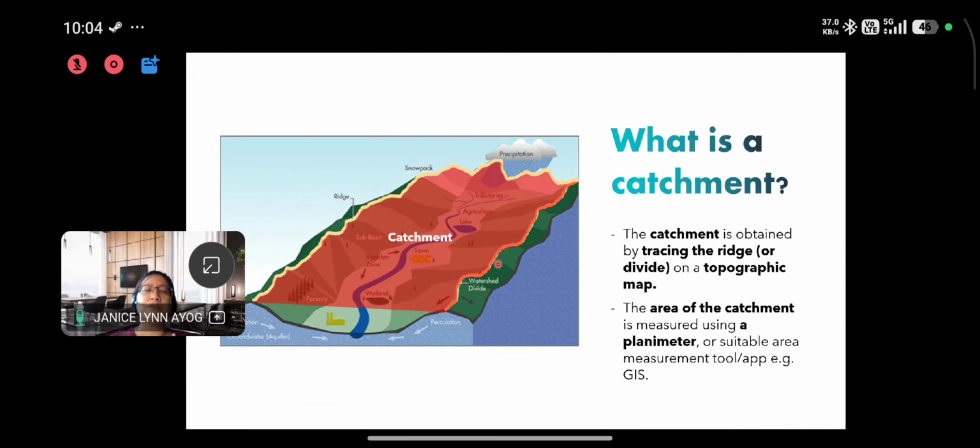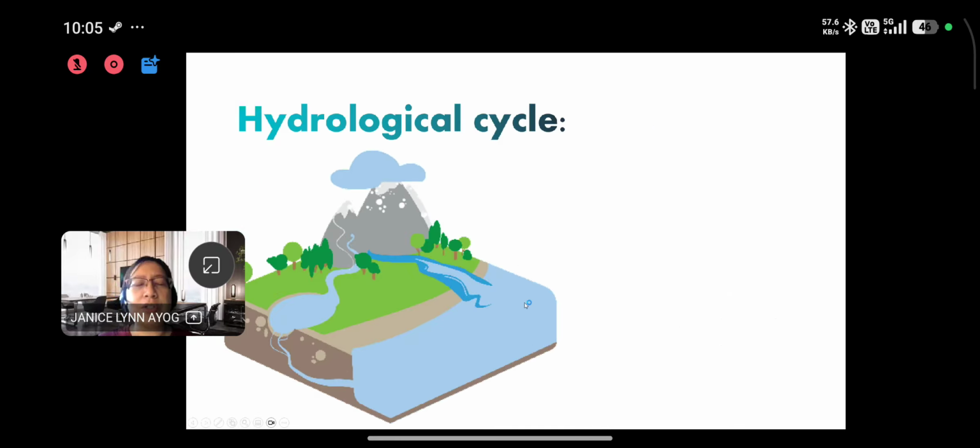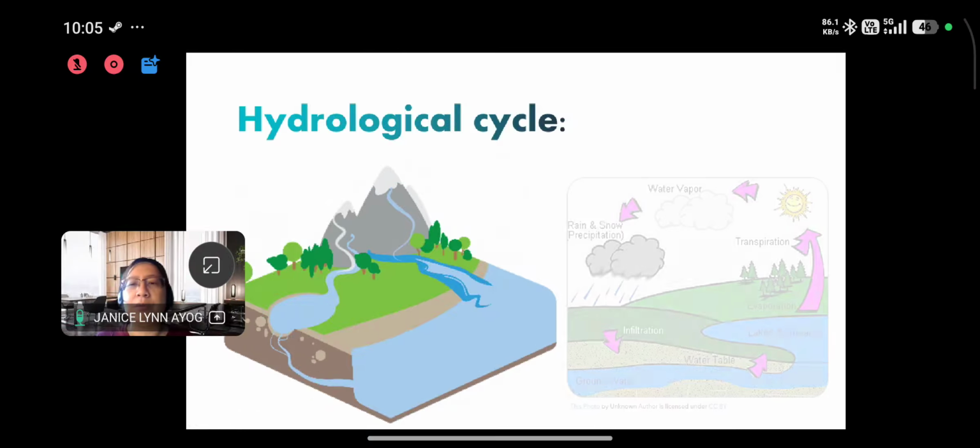Okay, but now most of the topographic maps are in soft copies, so you can use GIS or Google Maps or Google Earth, or any web tool that you can use to draw your catchment area. Now, the hydrological cycle, I think you've already covered this. I think you've covered it in your secondary school, if I'm not mistaken.